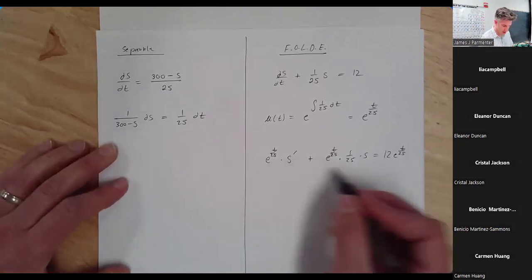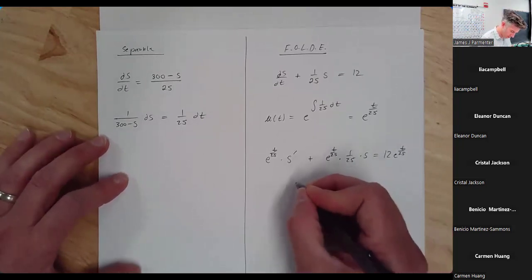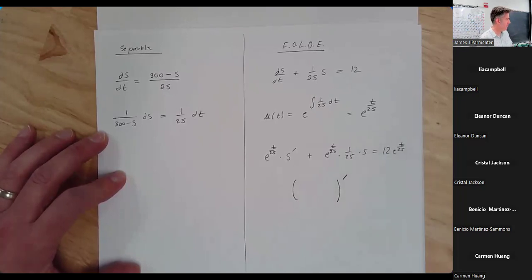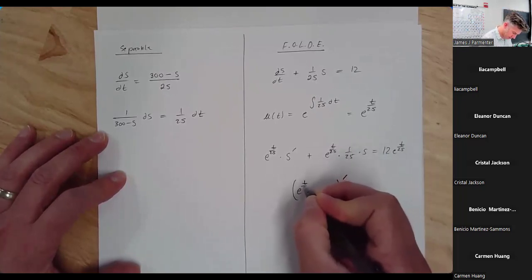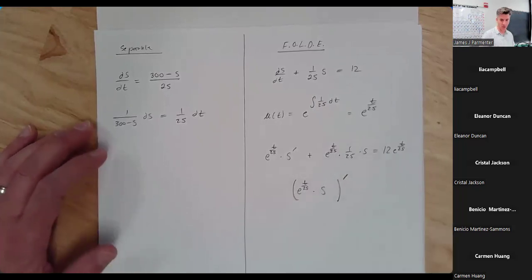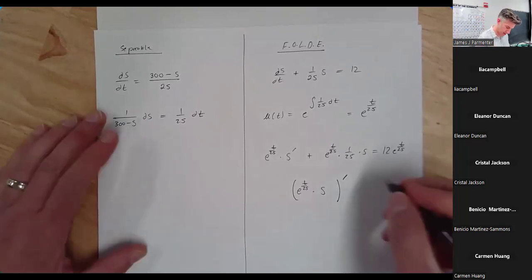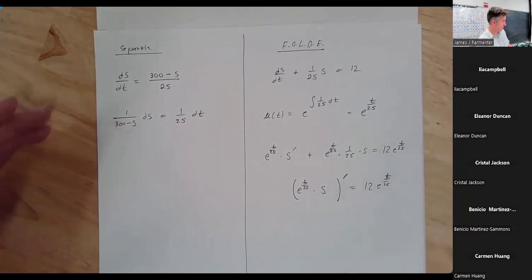Meaning, whatever you have over here, after you've multiplied by the integrating factor, you should always be able to write this left side as the derivative of the product of the integrating factor times S, or whatever your function name is, y, whatever. That is always, always, always how the left-hand side breaks down. And then the right-hand side is still 12 e to the t over 25. And then you anti-differentiate both sides.